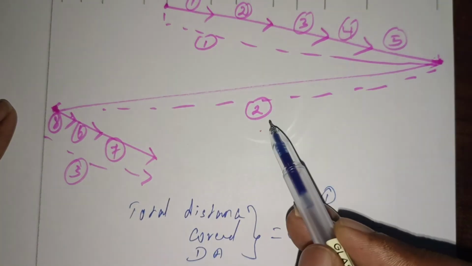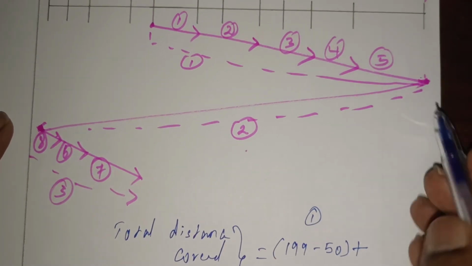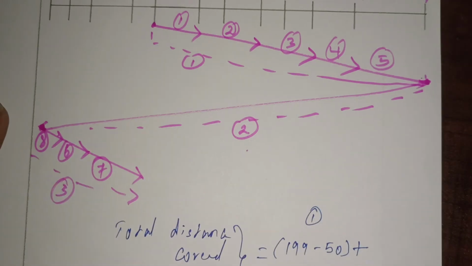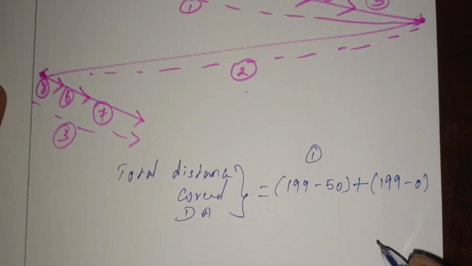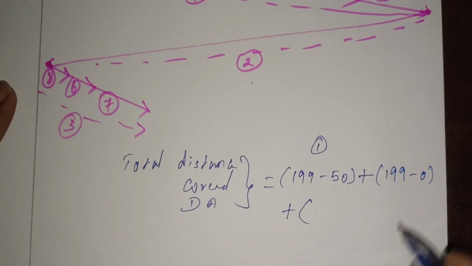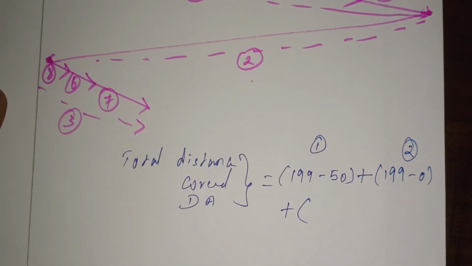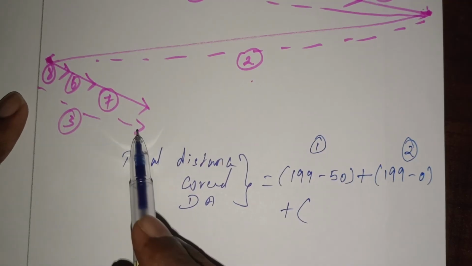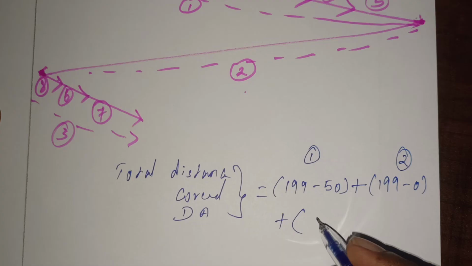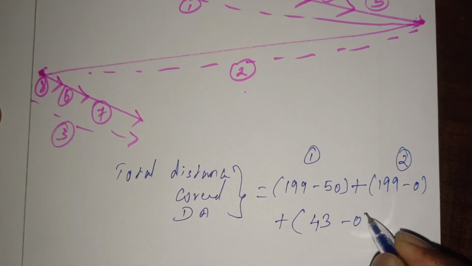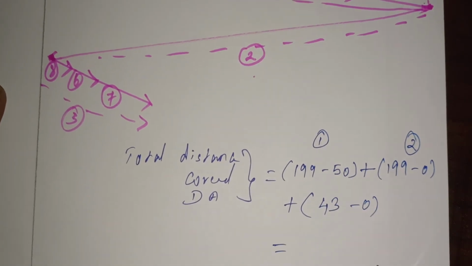So sequence number 1, sequence number 2. What is sequence number 2? 199 minus 0. And finally plus the third sequence, that is 43 minus 0. It starts at 0, ends at 43. So 43 minus 0. So what is the total answer we get?